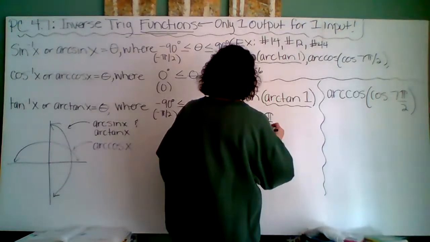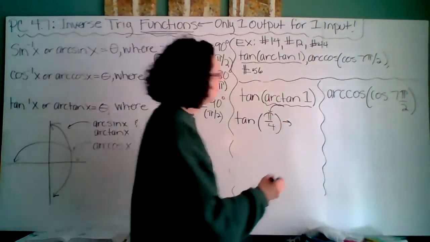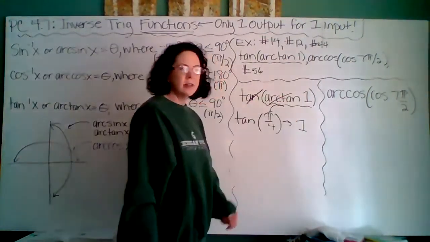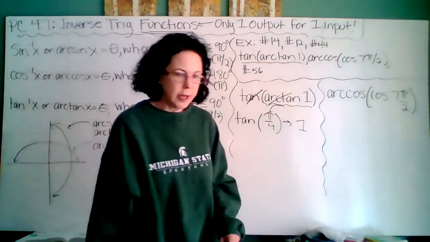I am in the first quadrant because the 1 is positive. So tangent of pi over 4, right? And what is tangent of pi over 4? 1, right? So you may be like, Ms. Culver, couldn't I just cancel it? In this case, yes, it works. Let's find out why it doesn't work over here.